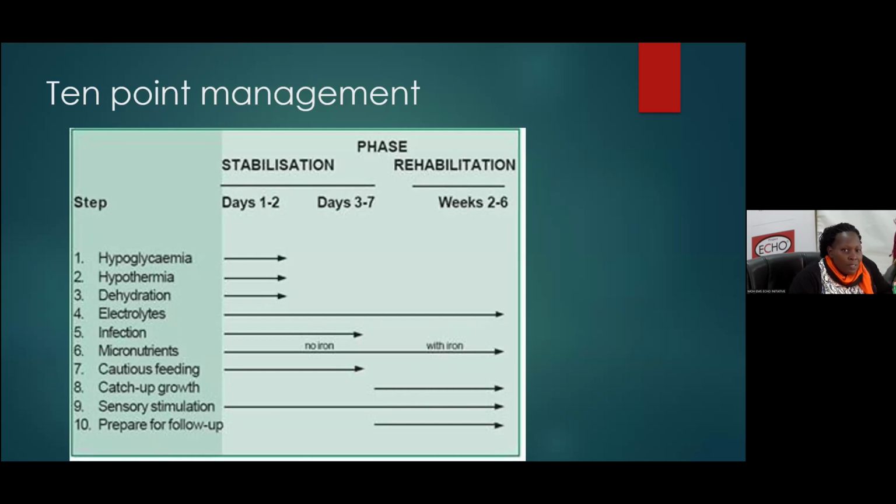So the stabilization phase, which I'm really going to talk about, is days 1 to 2 and the preceding days 3 to 7. So when you look at it, you find that number 1 to number 3 and number 5 are the things that are going to kill these children a lot earlier than sensory stimulation, or micronutrients. So I'm going to basically concentrate on those.